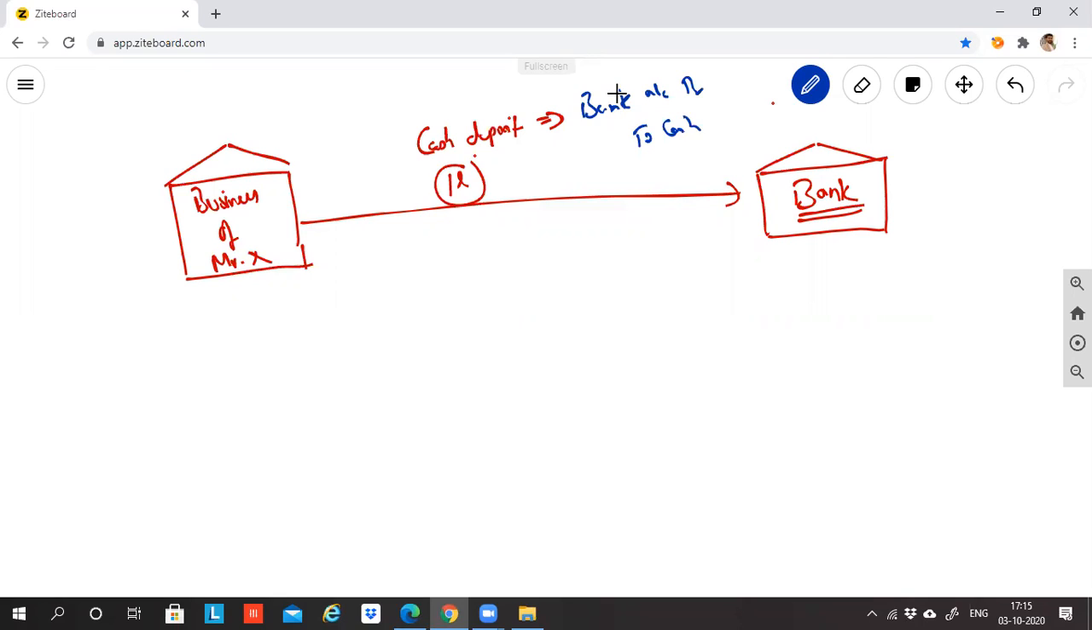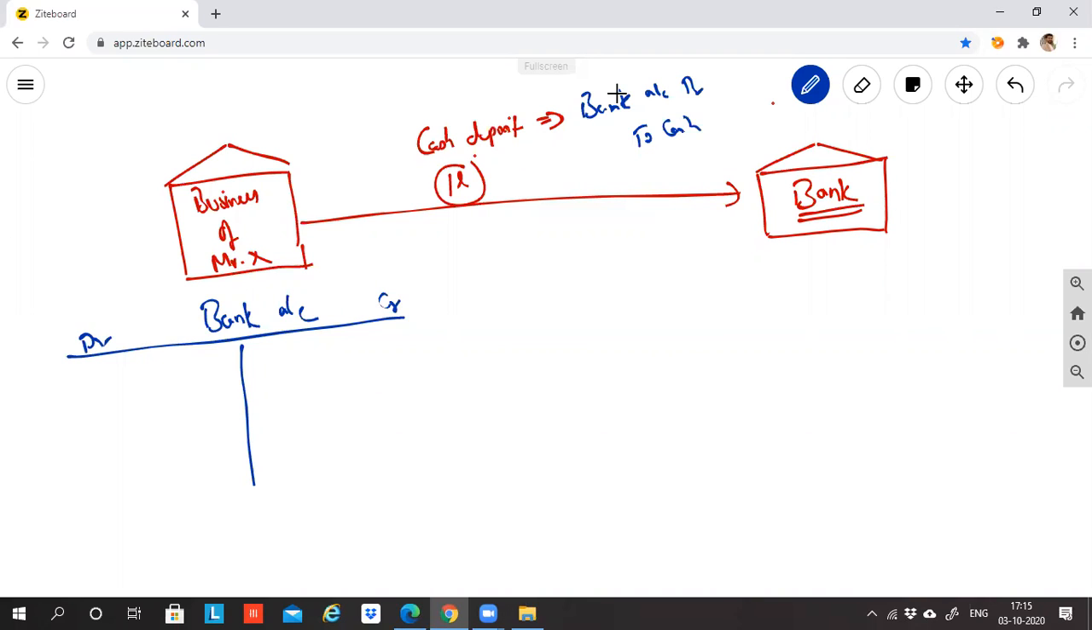So forget cash at the moment. Mr. X will open a bank account ledger. On the left hand side it is debit and on the right hand side it is credit. Guys, this is the format that we follow for the bank account. Yes or no?